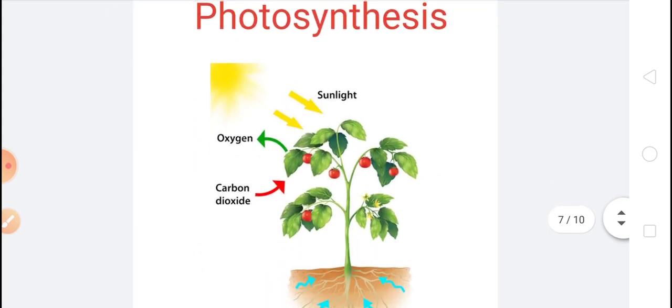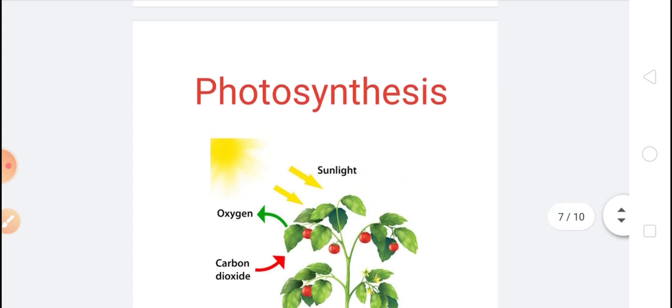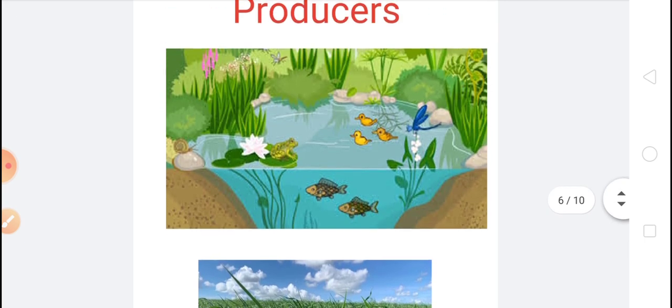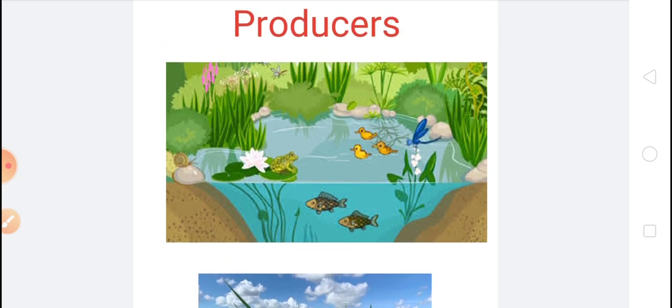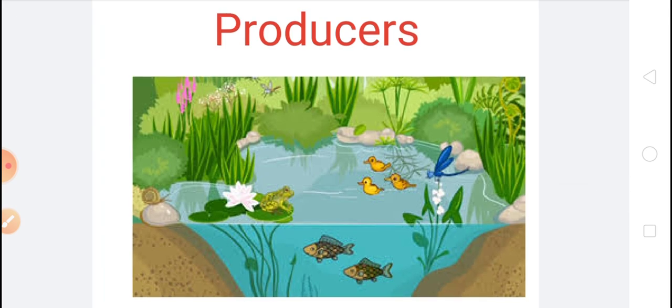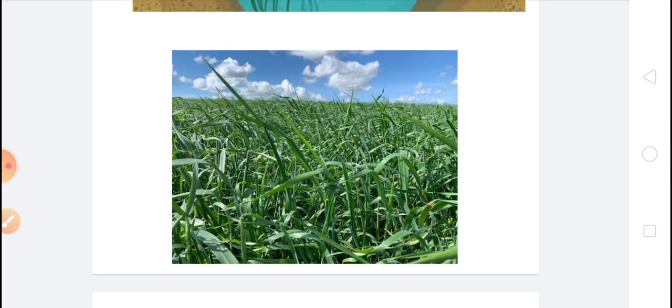Producers are the only organisms that can make their own food, and these organisms are green plants. Green plants are the only organisms which make their own food, and thus they are called food producers. Green plants are called food producers. They provide food to all the non-green plants and animals.